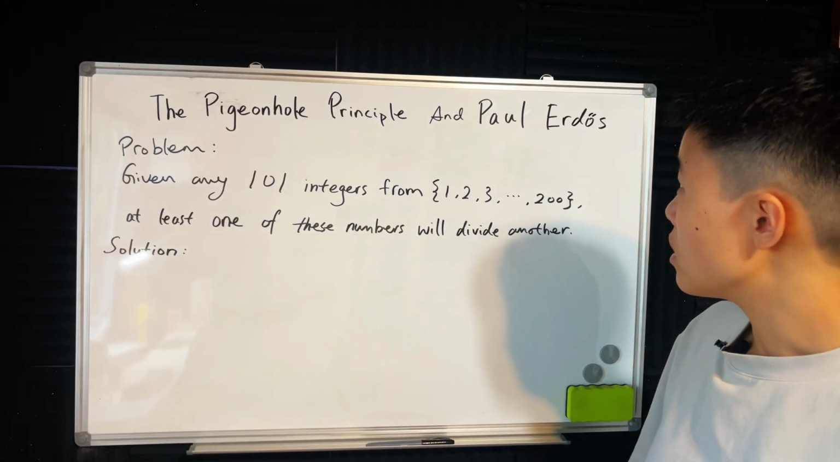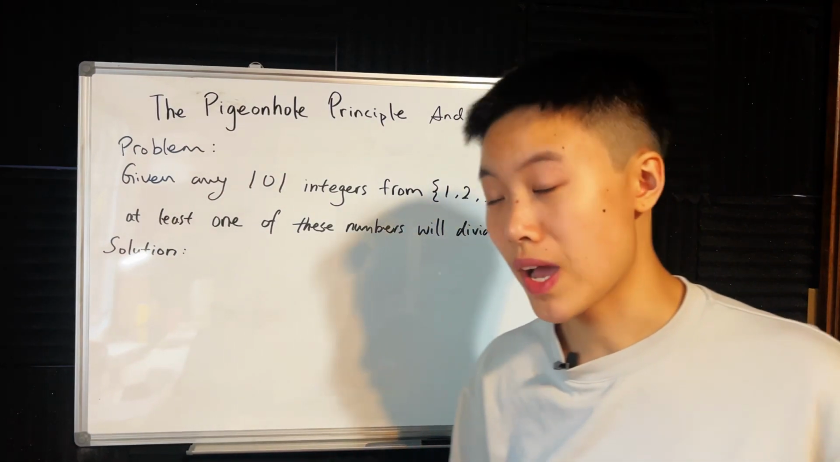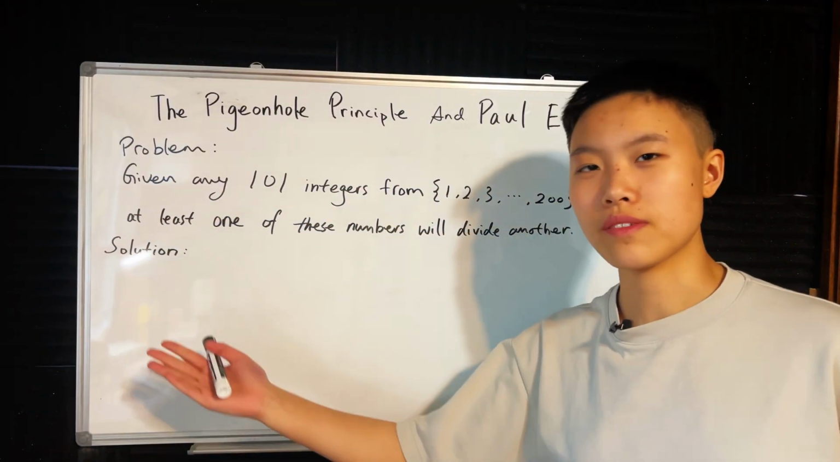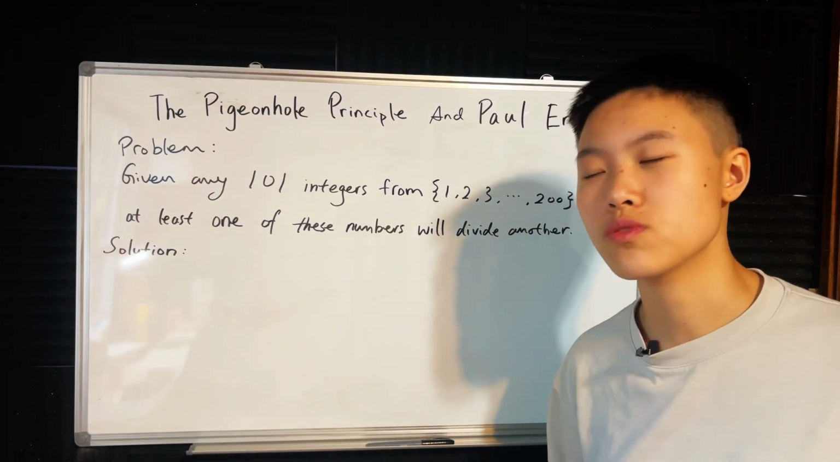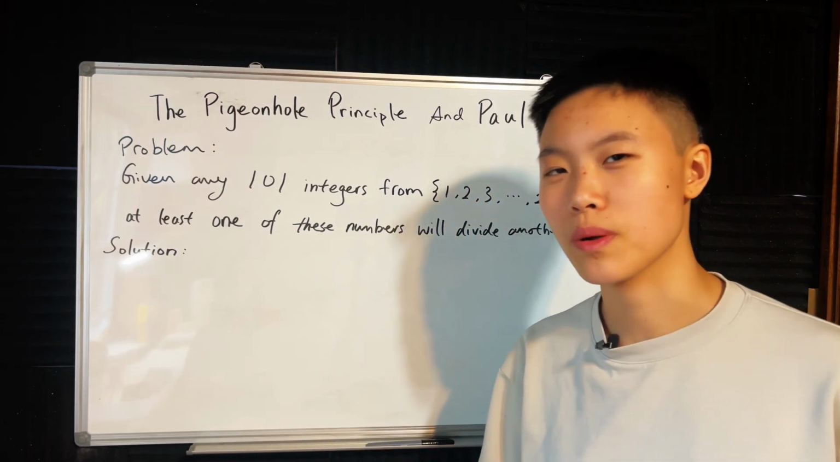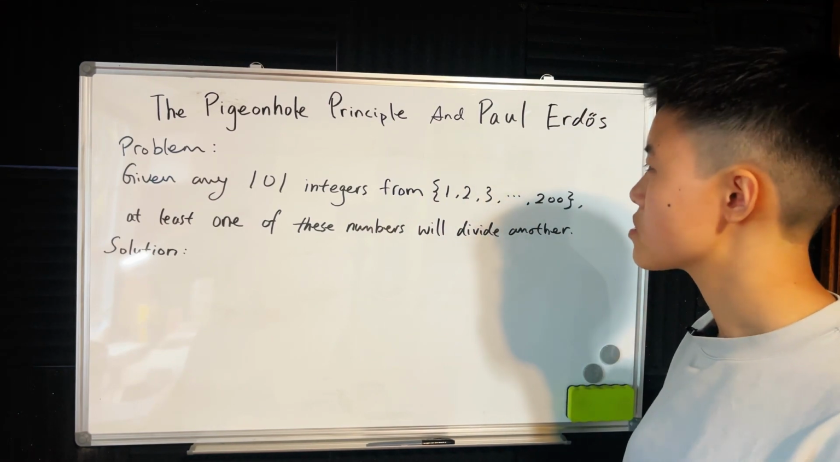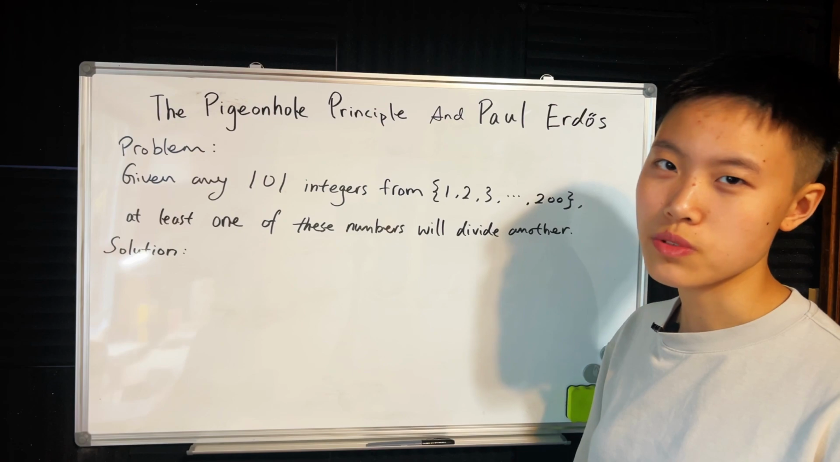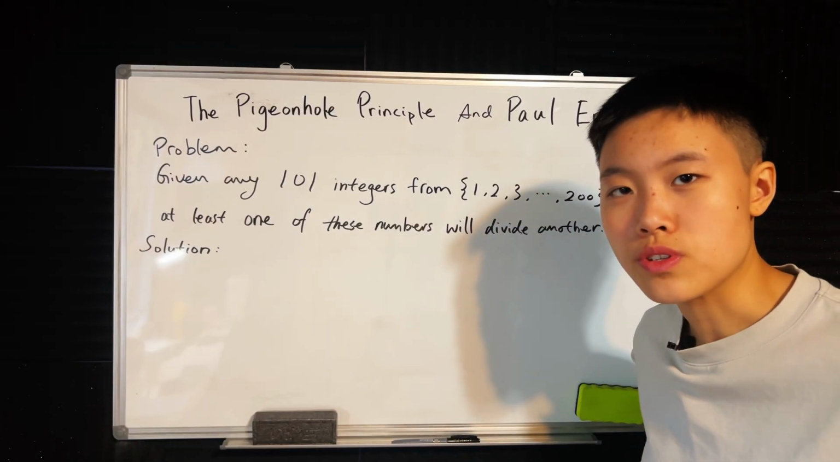So given that Paul Erdős was a master in combinatorics himself, it's reasonable that he would give this kind of introductory combinatorics problem to the young and promising mathematicians. So I encourage you to think about this problem before you come back for the solution. So let's jump into our solution.